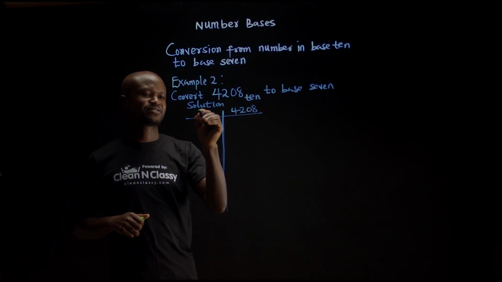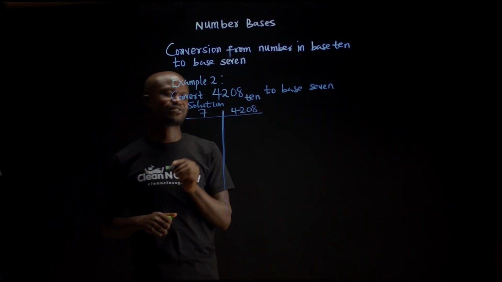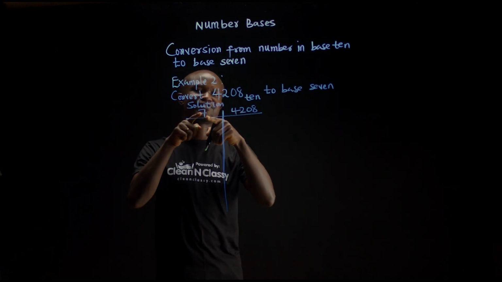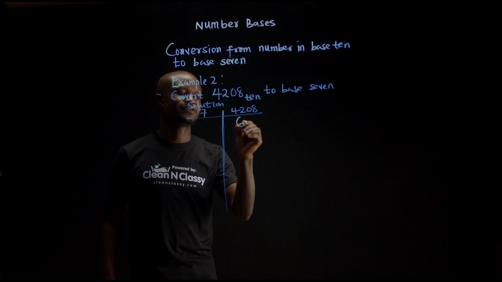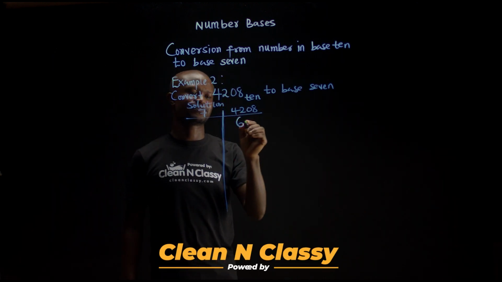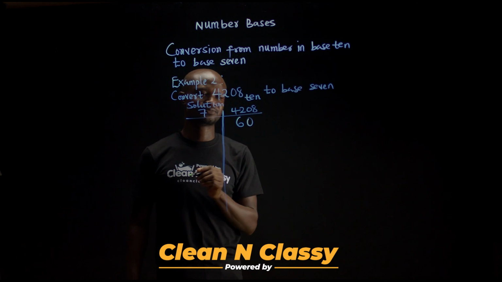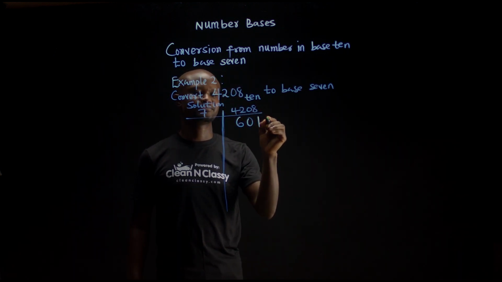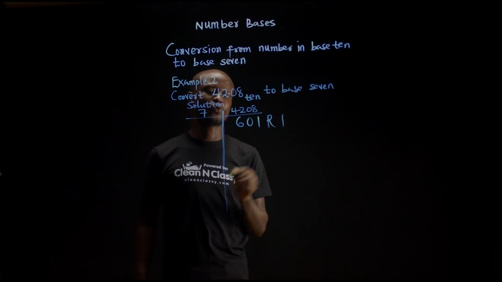What base? We are converting to base 7. Write 7 here. Now, 42 divided by 7. What will you have? That's 6. 0 divided by 7. That's what? 0. 8 divided by 7. 1. And that's remainder what? 1.